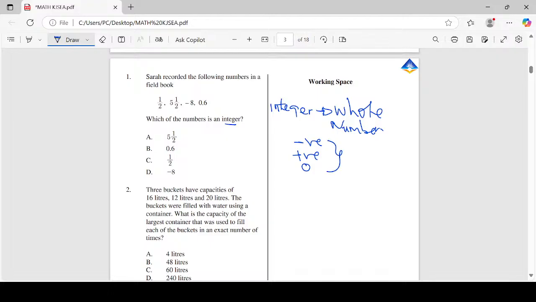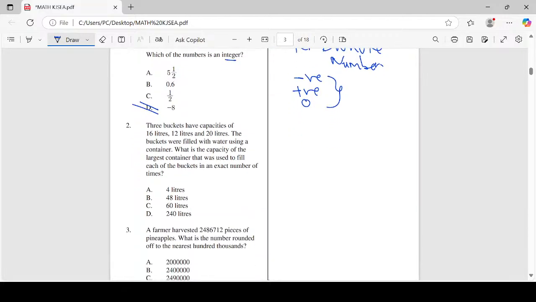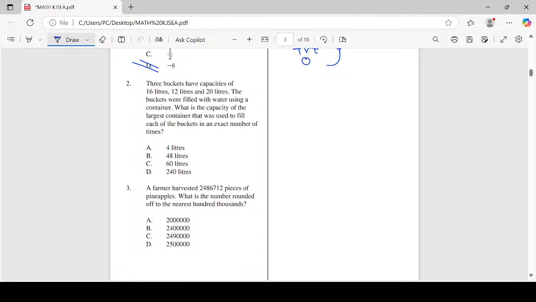When you look at question part A of your choices, 5.5 cannot be an integer because it's a mixed fraction. Choice B should not be an integer because it's a decimal. Choice C is also not an integer because it's a fraction. Choice D is a negative whole number, so that one becomes the integer. So for question 1, the correct answer should be D. We are going to question number 2.